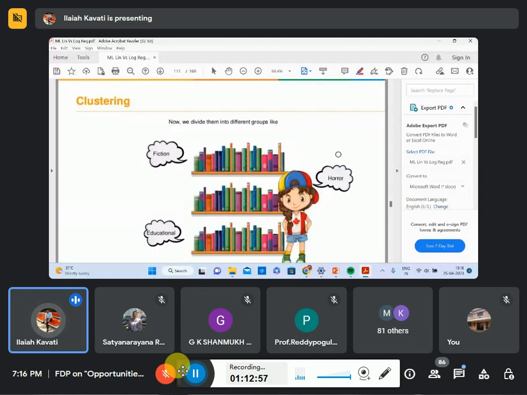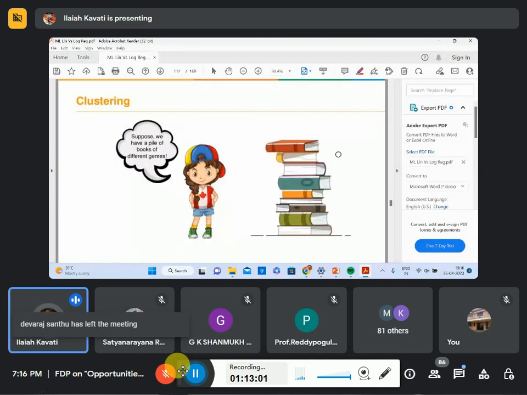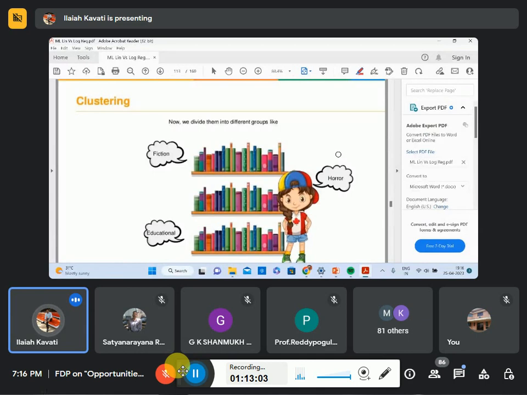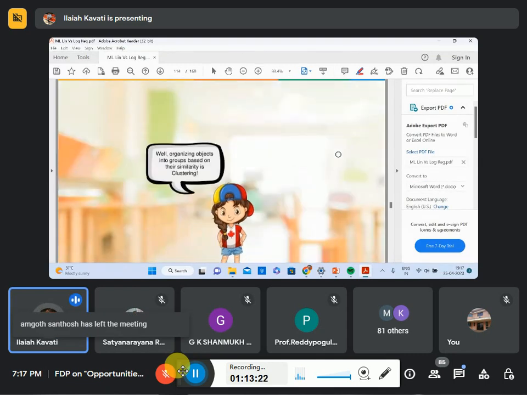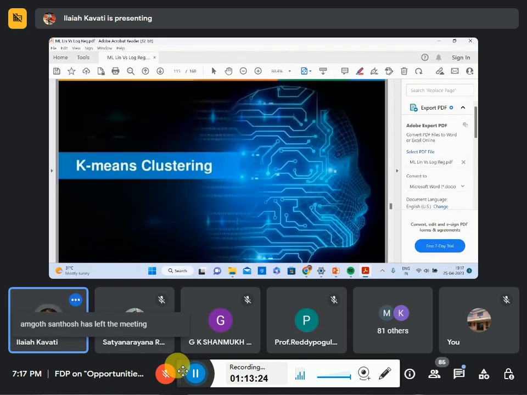You can see now we divide them into different groups like fiction, educational books, horror books. So we have here a set of books, and we segregate them based on the content. Nobody is saying this is a fiction book, this is an educational book, this is a horror book. Based on the content, based on the title of the book, the library has to segregate, based on observation only. So, organizing objects into groups based on their similarity is called clustering.